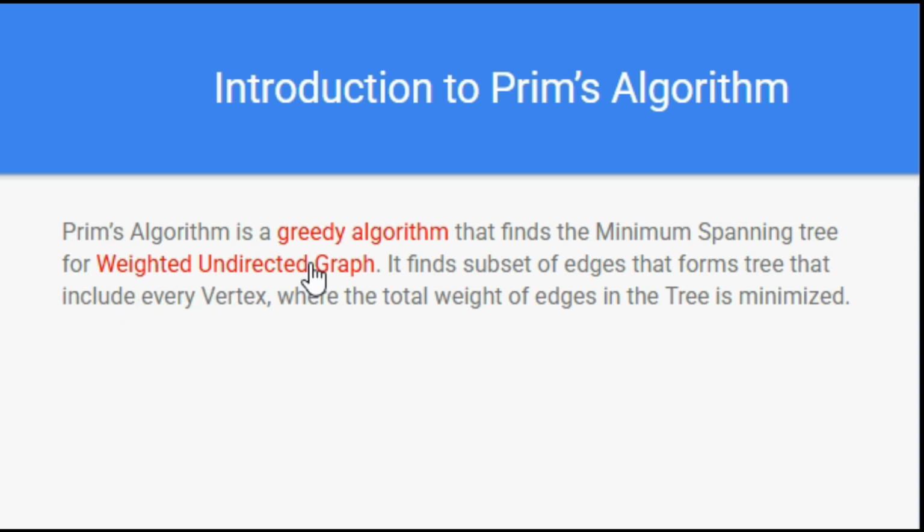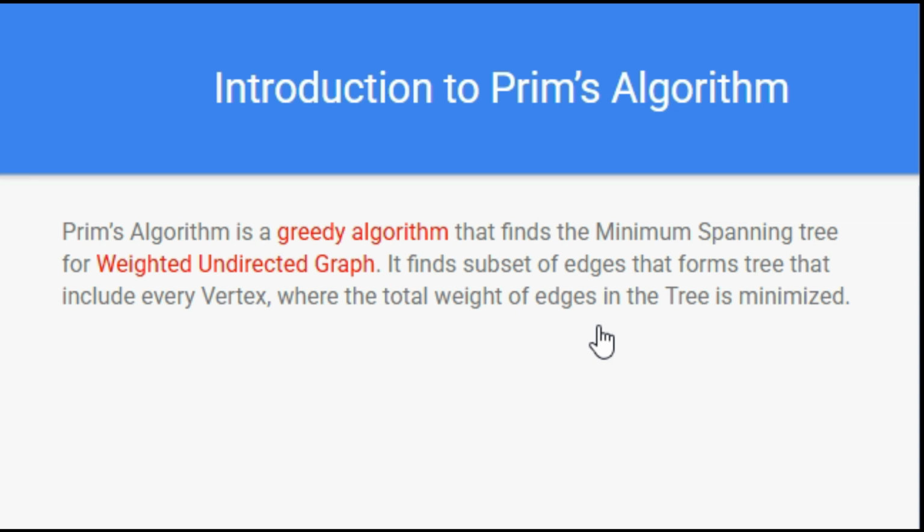These are the conditions that should be fulfilled while implementing Prim's algorithm. The very first condition is that your graph should be a weighted graph, and the second is that it should be an undirected graph. Now it finds the subset of the edges that forms a tree that includes every vertex. We are going to work on the edges. We are going to choose the edges in such a way that it minimizes the cost. We form a subset of edges out of the given edges, but that choice should be made in such a way that no vertex is compromised, where the total weight of the edges in the tree is minimized.